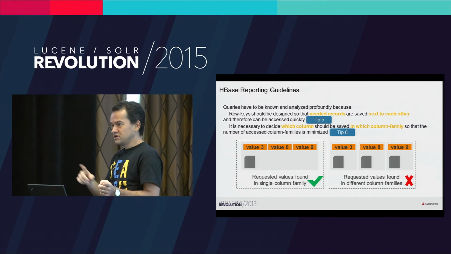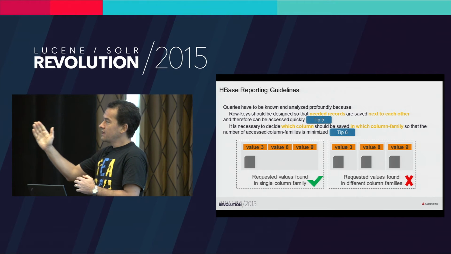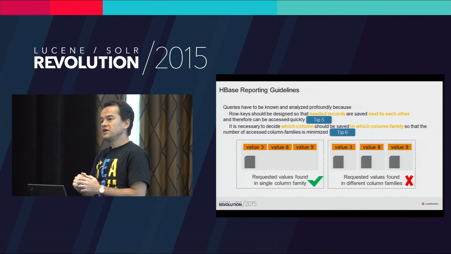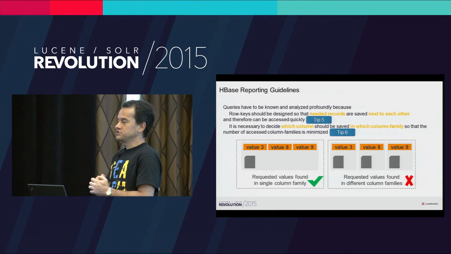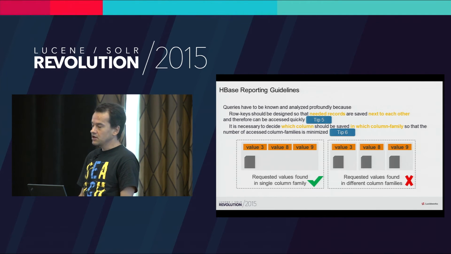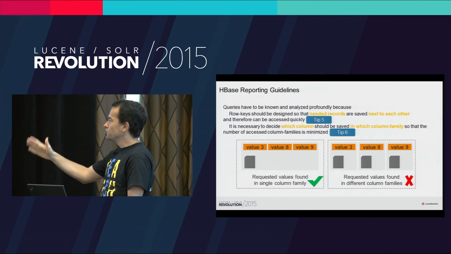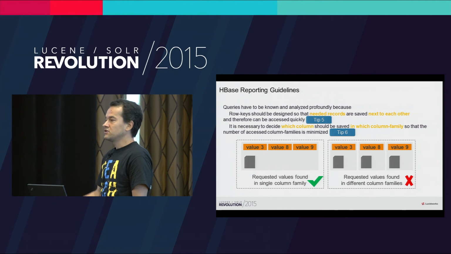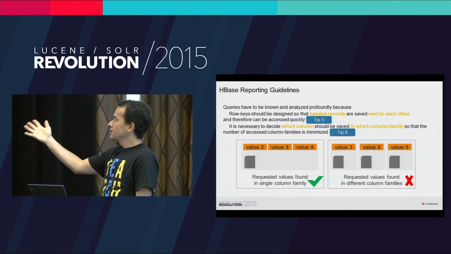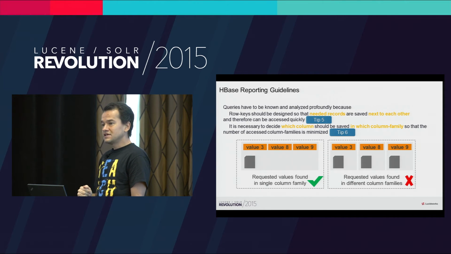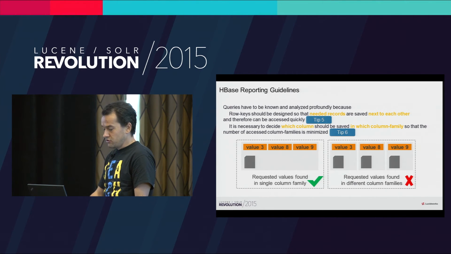In the results that I mentioned, it's very critical that when the query comes, you will have everything that you need in as few column families as possible. In this example, I find everything I need in a single column family on the left side. On the right side, everything is scattered across 3 column families, and I will have to access many more files. Not so good.